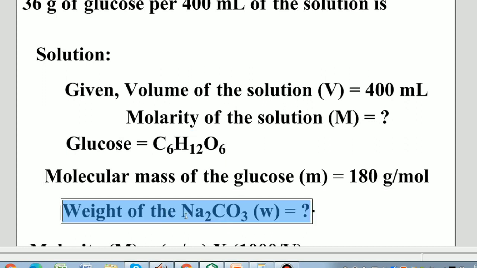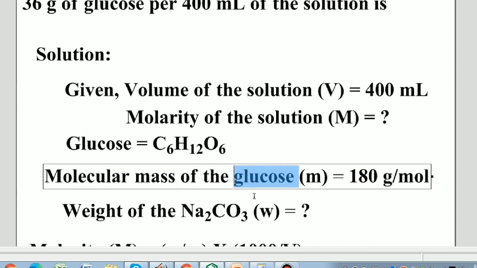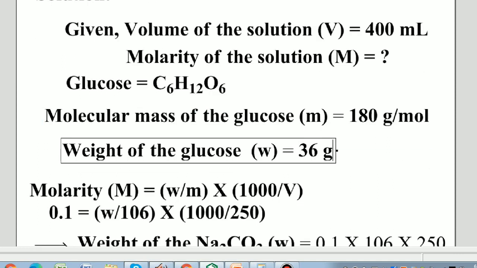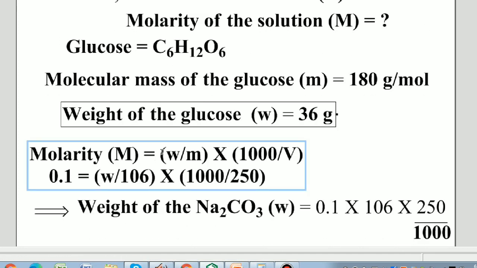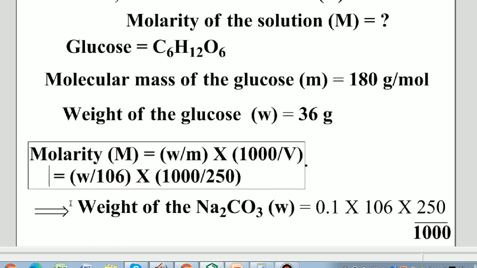Here the given weight of the glucose is 36 grams. Now the molarity of the solution: molarity is equal to weight of the solute by molecular weight of the solute into 1000 by V. Here we should find the molarity.